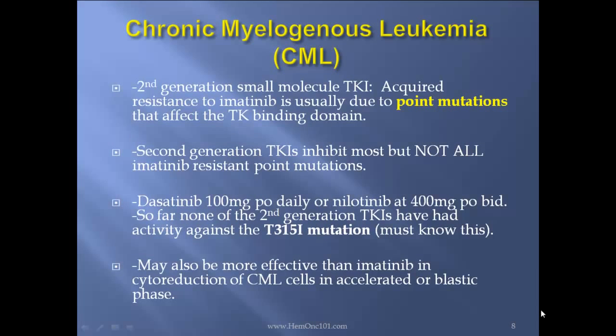The second generation small molecule TKI. Acquired resistance to imatinib is due to point mutations that affect the TK binding domain. Second generation TKIs inhibit most but not all imatinib resistant point mutations. Doses dasatinib 100 mg daily or nilotinib at 400 mg PO BID. So far, none of the second generation TKIs have had activity against the T315I mutation. Must know this. May also be more effective than imatinib in cytoreduction of CML cells in accelerated or blastic phase.